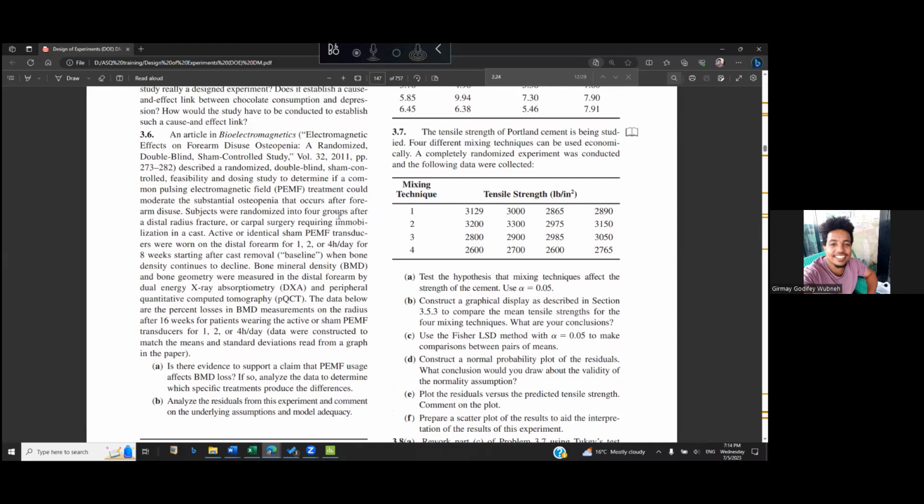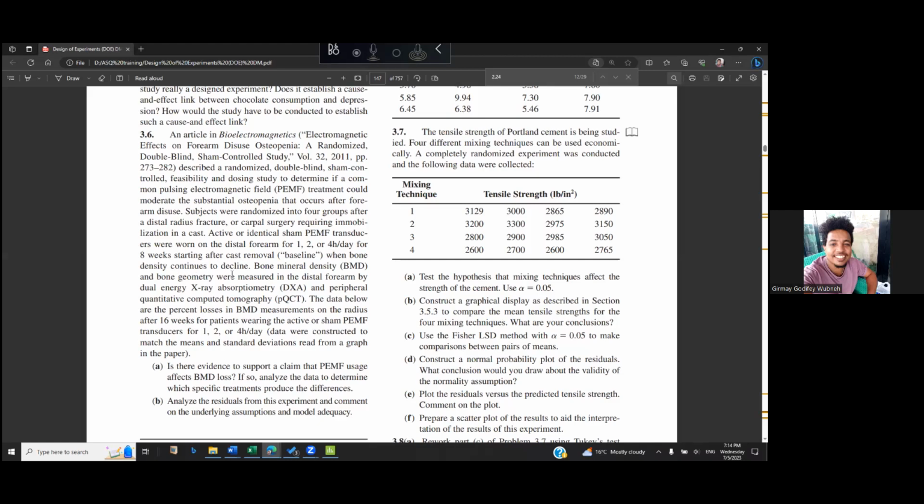Patients were randomized into 4 groups after a distal radius fracture or carpal surgery requiring immobilization in a cast. Active or identical sham PMF transducers were worn on the distal forearm for 1, 2 or 4 hours per day for 8 weeks, starting after cast removal.